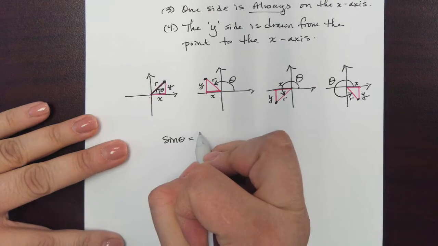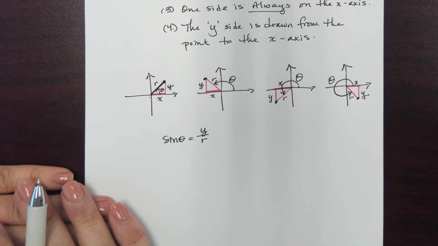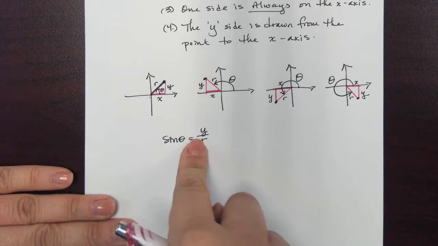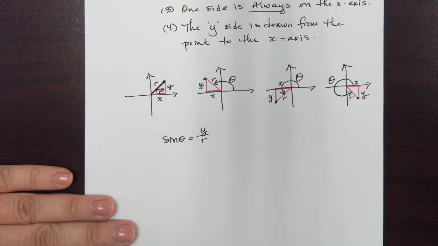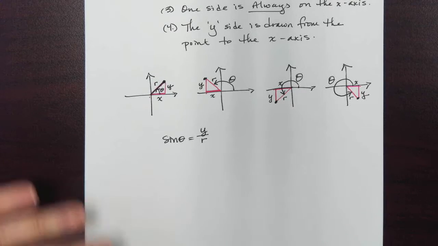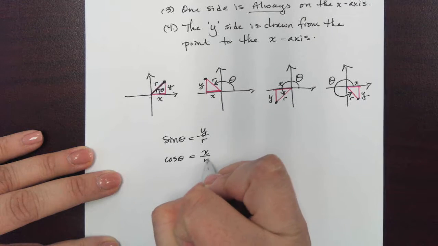Sine theta equals y because the radius was 1. In this case, sine theta equals y over r. On the unit circle, that's a special case where r equals 1 and sine theta simply equals y. But now we're going to do it for any case where I could have any radius. Same with cosine: cosine theta is equal to x over r.